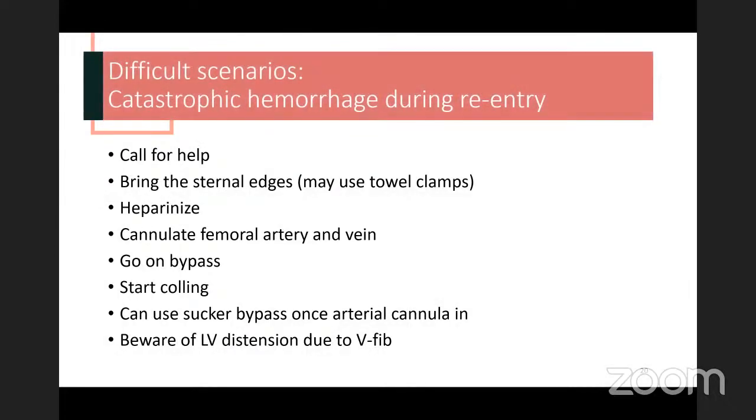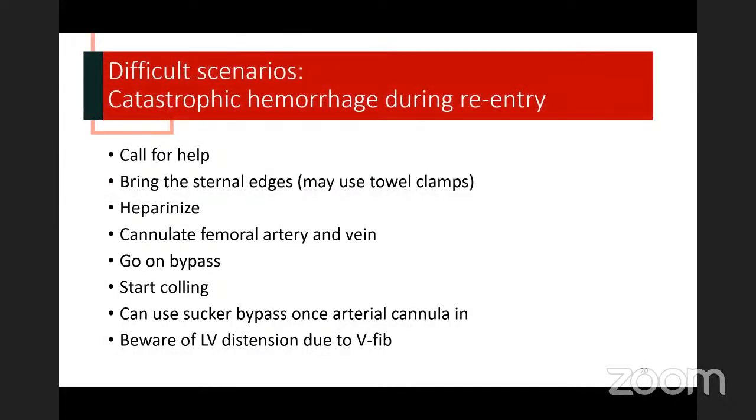So now I'll talk about a difficult scenario. What can happen during your re-entry? Catastrophic hemorrhage. If you face a hemorrhage during your re-entry, call for help and bring the sternal edges together, usually using towel clamps. Heparinize the patient, and cannulate the femoral artery and vein.